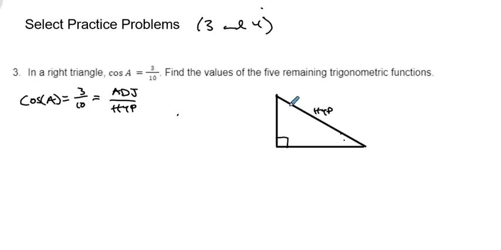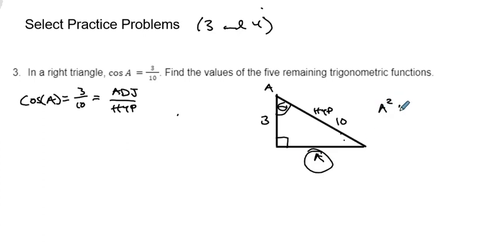We are going to call this, for the sake of it matching the problem, theta right here. Okay, so that means that this side is A. So the cosine of this angle, and cosine, this is my adjacent side, and then my hypotenuse is 10. And so I've got to find this, right?